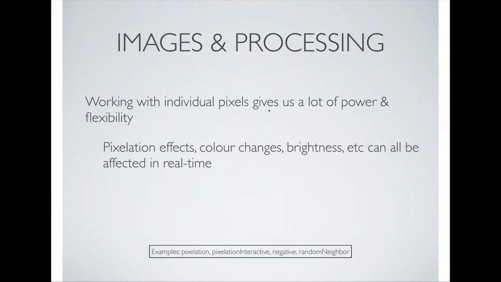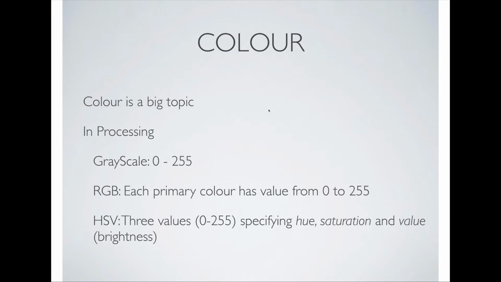So that's working with the bitmap directly. Let's talk a little bit about color. Color is a very big topic in processing. We have basically grayscale colors, which are 0 to 255. So if you just say color 150, you're getting a grayscale color where actually the red, green, and blue values are all set to 150, and that gives you a gray color of somewhere in the middle.